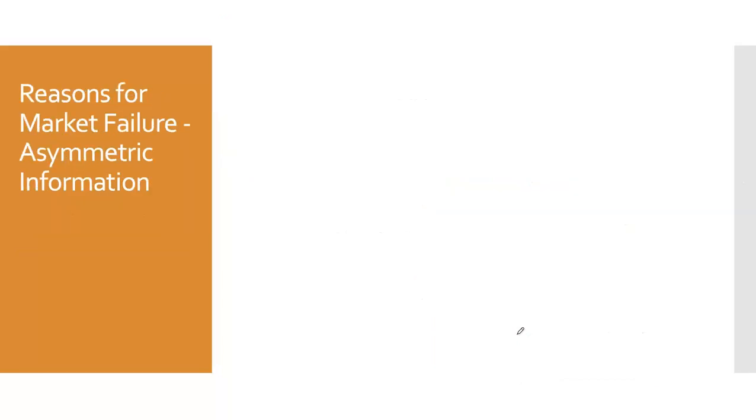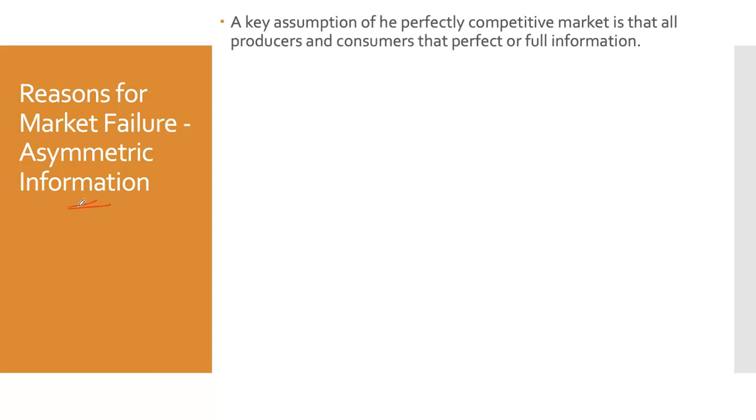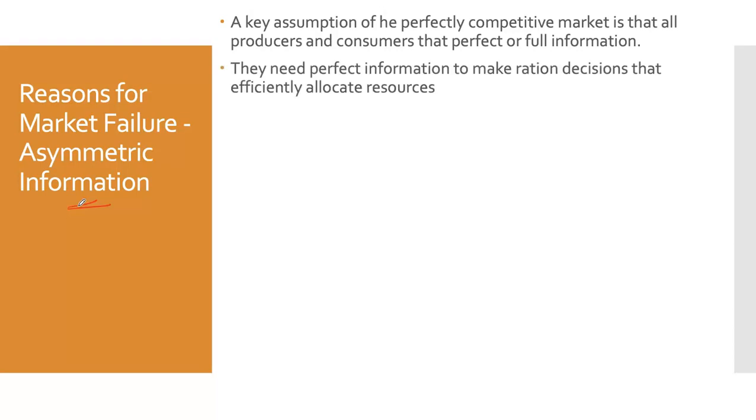The third reason for market failure, and I appreciate this is a long video, is asymmetric information. A key assumption of perfectly competitive markets is that all producers and consumers have perfect or full information. They know, everyone knows the same amount of information. They need perfect information to make rational decisions that efficiently allocate resources.